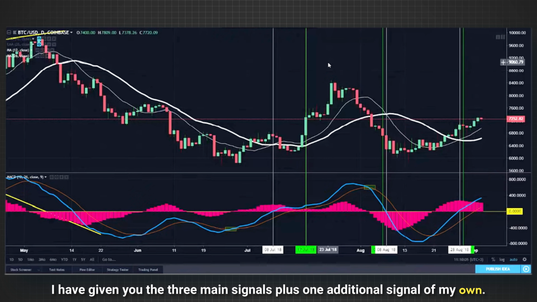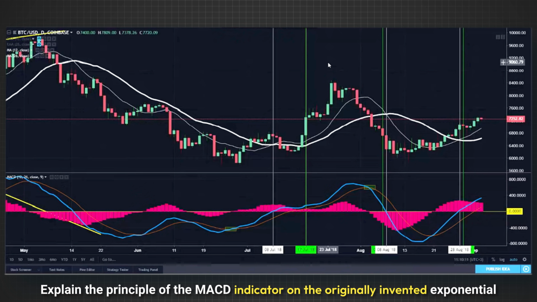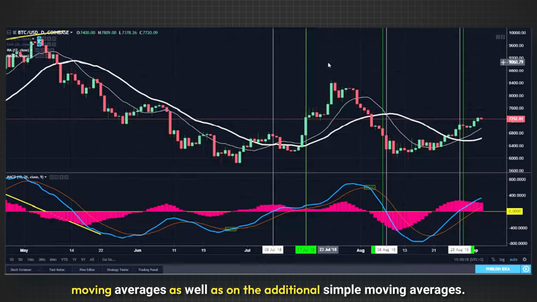I have given you the 3 main signals plus 1 additional signal of my own, and explained the principle of the MACD indicator on the originally invented exponential moving averages, as well as on the additional simple moving averages.